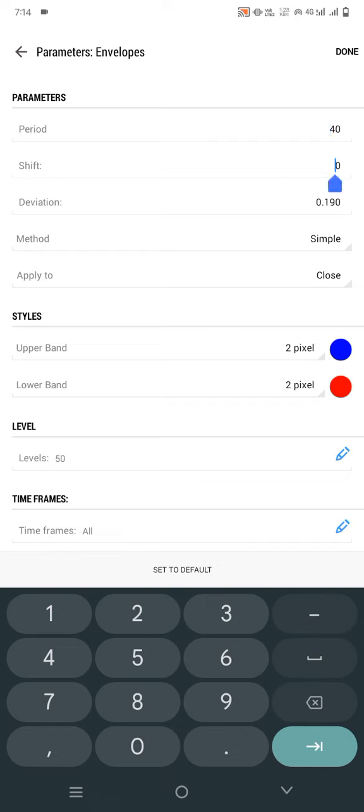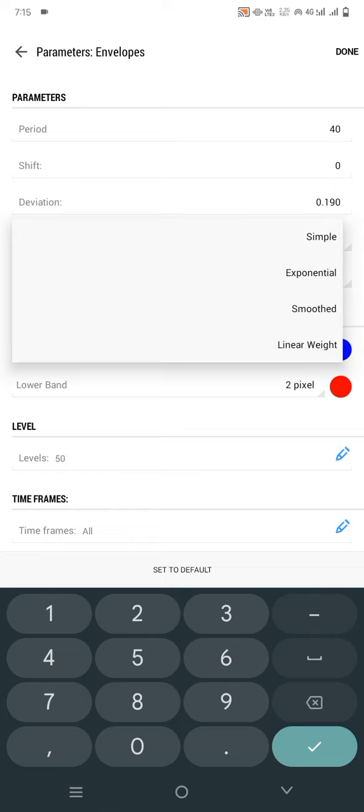Make sure you don't make any mistake. Okay, so shift will be 0. Deviation is the most important thing in this strategy. First of all, look at this point. Deviation will be 0.190. Make sure you understand. Take a screenshot and watch the video so you understand, and after watching the video you will set up the strategy looking at your screenshots.